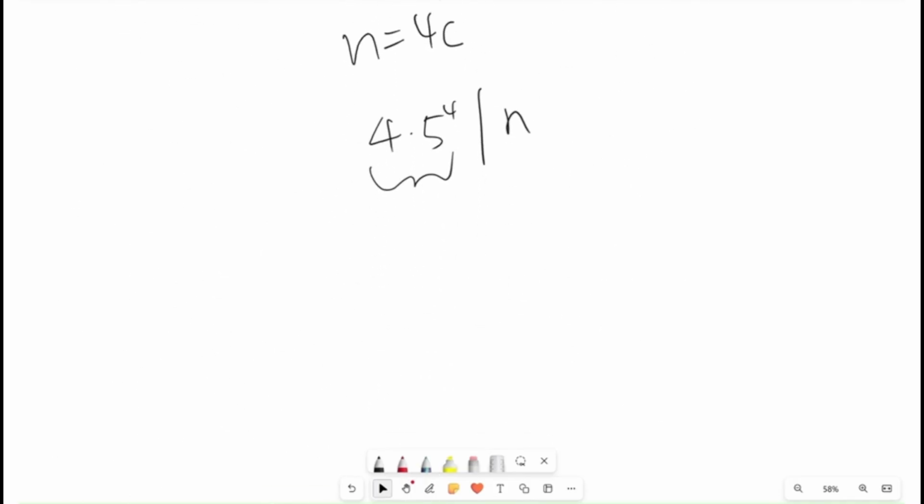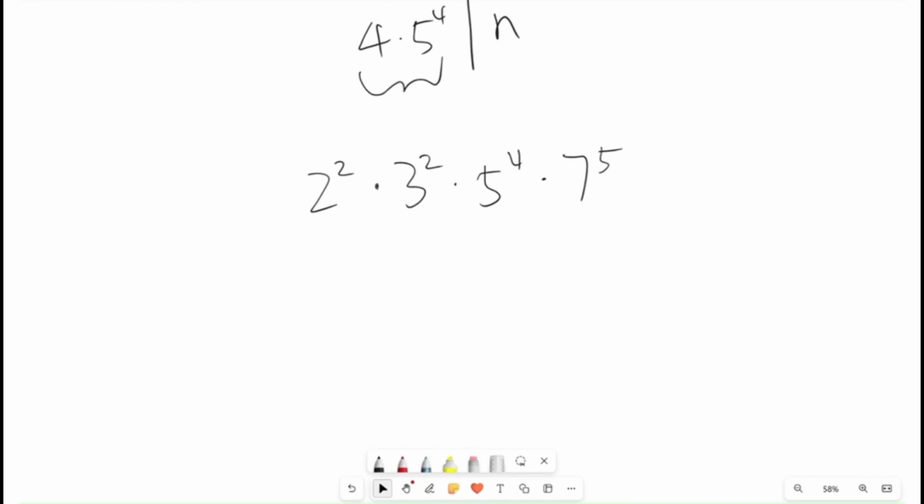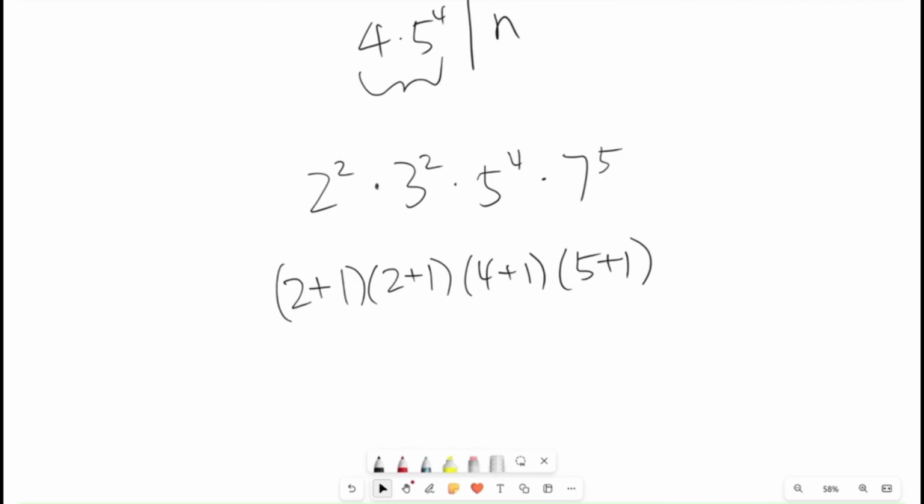So the final prime factorization is 2 squared times 3 squared times 5 to the power of 4 times 7 to the power of 5. And that means the number of divisors is just 2 plus 1 times 2 plus 1 times 4 plus 1 times 5 plus 1. And this is equal to 270, which is the correct answer.